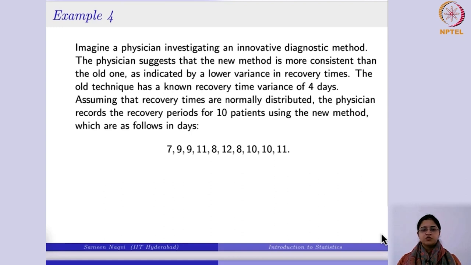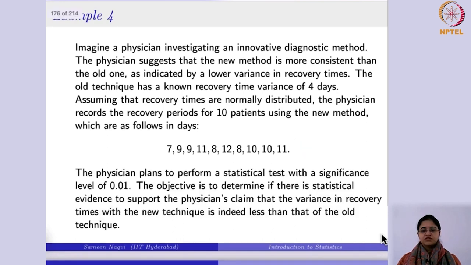The old technique has a known recovery time variance of 4 days. Assuming that recovery times are normally distributed, the physician records the recovery periods for 10 patients using the new method, which are given as follows. He has recorded this. The physician plans to perform a statistical test with a significance level of 0.01. The objective is to determine if there is statistical evidence to support the physician's claim that the variance in recovery times with the new technique is indeed less than that of the old technique.